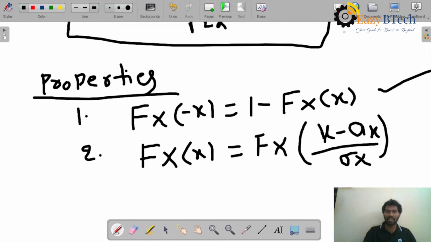You should remember the properties are in terms of the Gaussian distribution function, and I wrote the normalized one in terms of the Gaussian density function. So capital Fx of minus x equal to 1 minus Fx of x, and capital Fx of x equal to capital Fx of (x minus ax) divided by sigma x. These are the two properties we should remember while reading the Gaussian function. Okay.